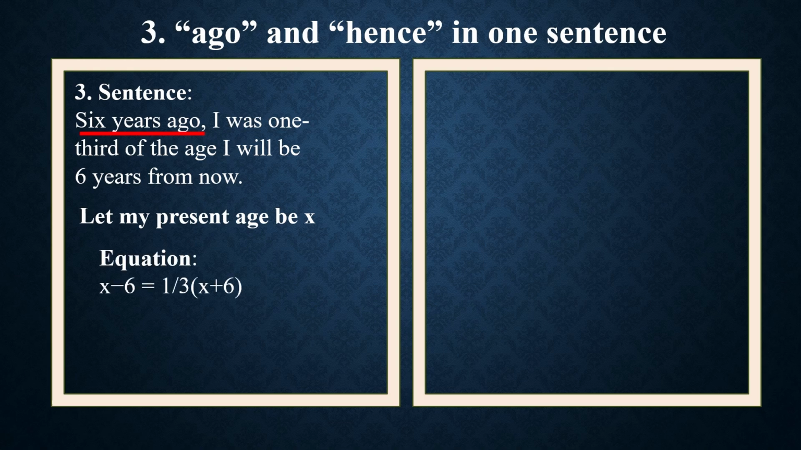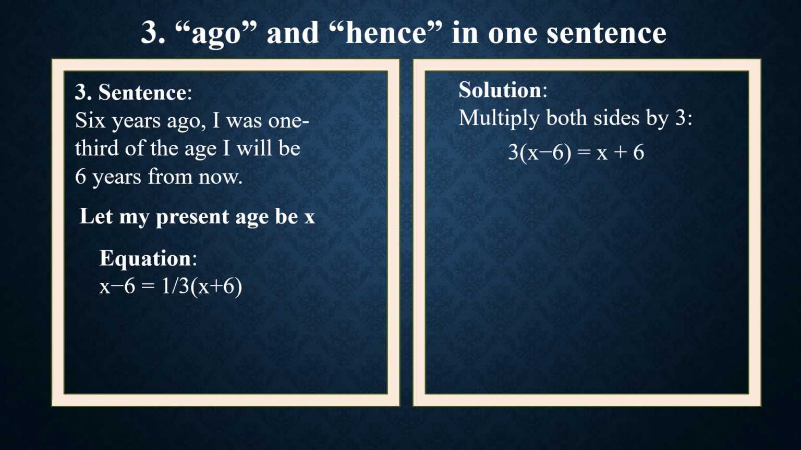We have to frame an equation. I was 1/3 of the age means 1/3 times the age I will be 6 years from now, that is x plus 6. And we have to solve this equation. Now to solve this, first multiply both sides by 3. So we get 3 times (x minus 6) is equal to x plus 6. Open the bracket, 3x minus 18 is equal to x plus 6.